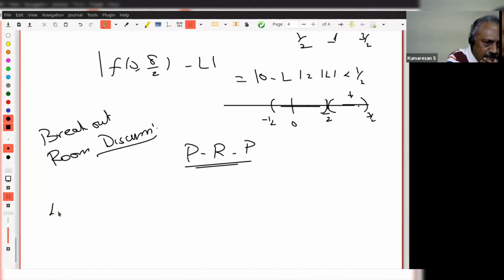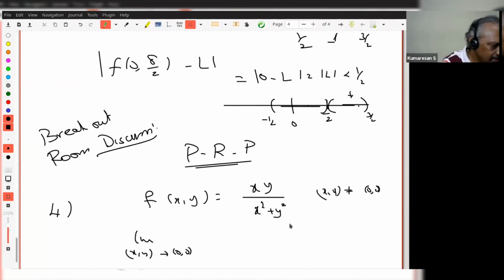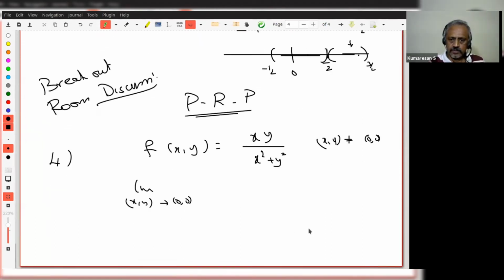Now let's look at the fourth example. I'm giving a variety of tricks so that you will feel comfortable. This is again xy not equal to 0, 0. I want to find whether limit xy going to 0, 0 exists. X squared plus y squared. So what is your guess?